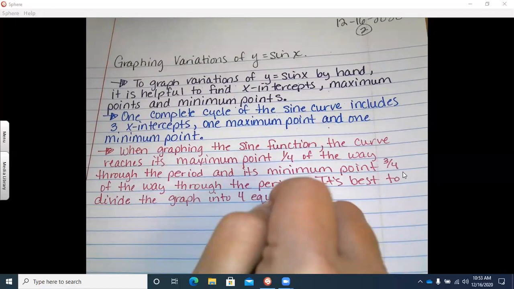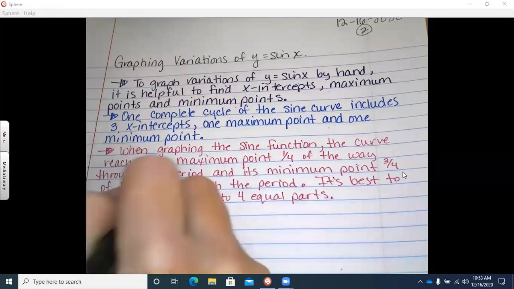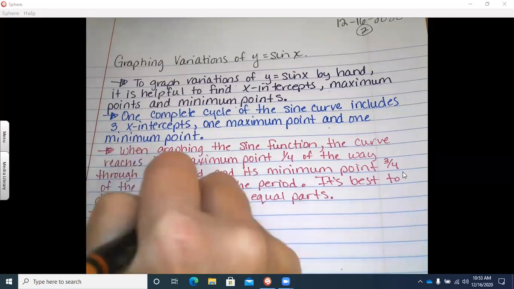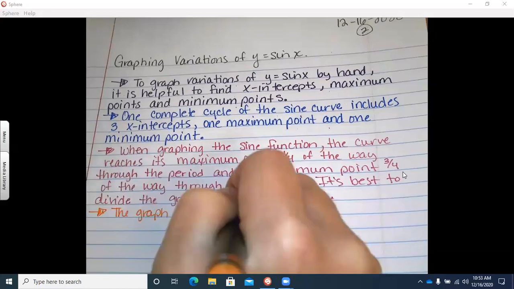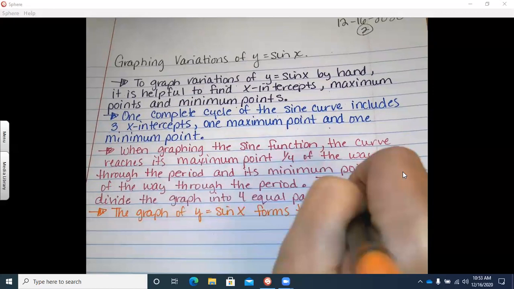Almost finished. One more bullet point. The graph of y equals sine of x forms the basis of the form y equals a times the sine of x.